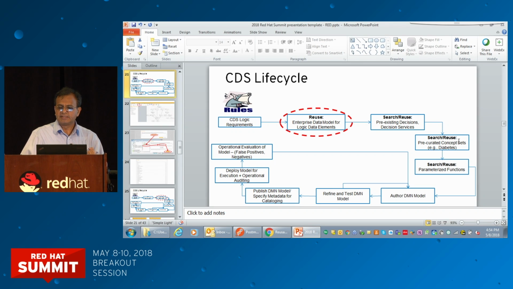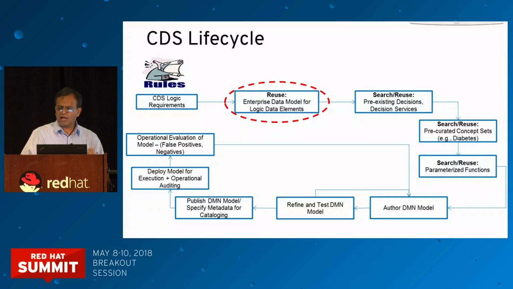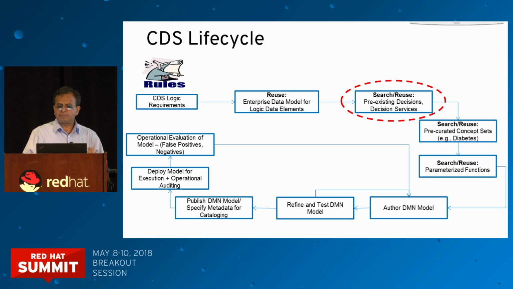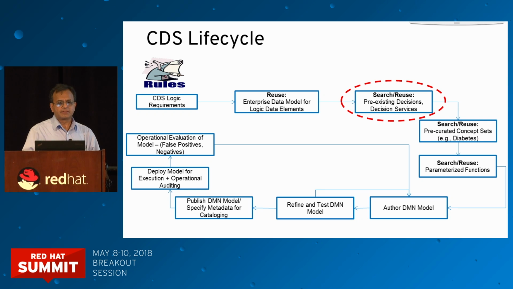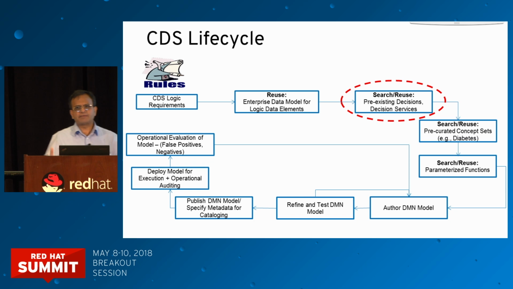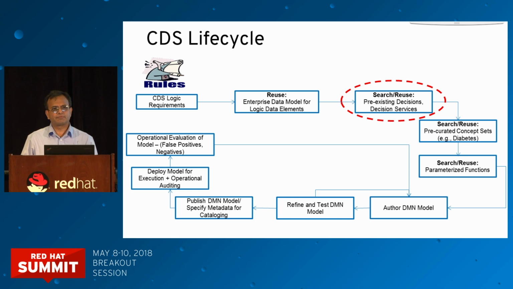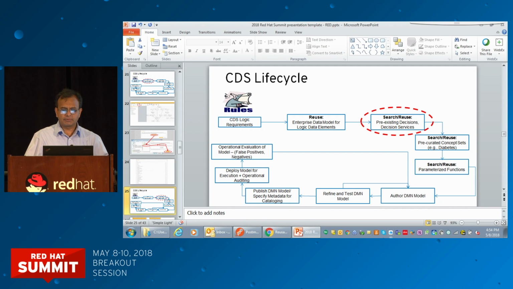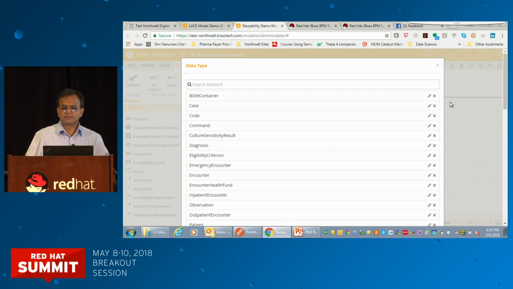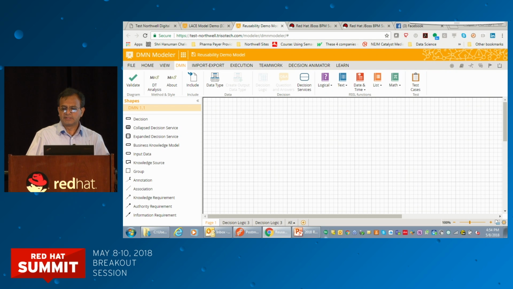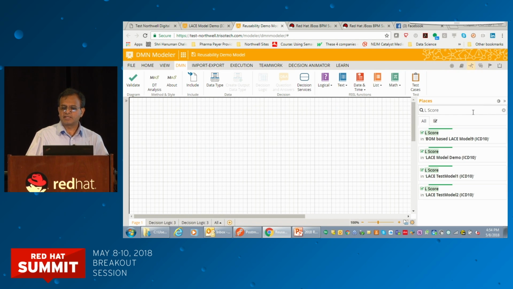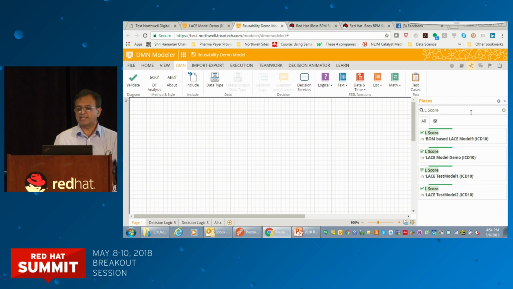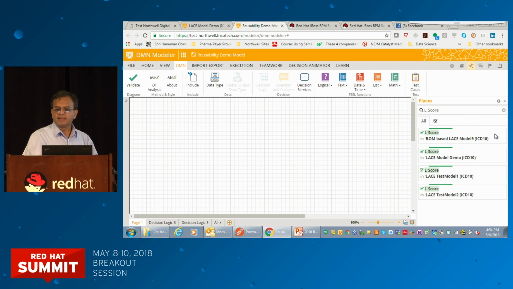The next step is, how can I reuse pre-existing decisions and decision services? So obviously, if I've built a bunch of decision models before, I should be able to leverage some of my pre-built decision models. And I'm going to show you how we do that. So I'm going to cross this out. Now one of the things we can do is search on an L score, which I built, right? And I can drag and drop this.